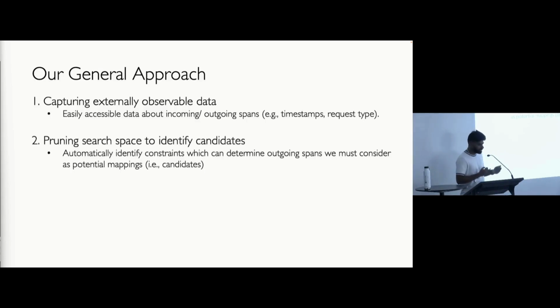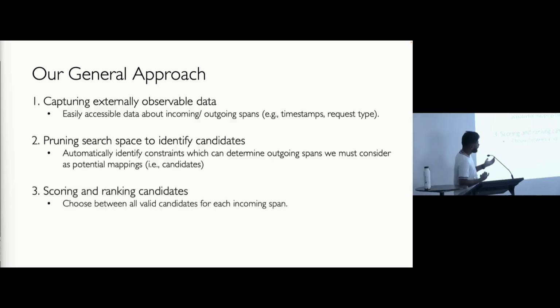Basically, our task is to automatically identify the constraints associated with an application and use those constraints to determine which outgoing spans or requests we must consider as potential mappings, which are what we call candidates. Once we do that, even after pruning a lot of these candidates, we're left with more than one candidate per incoming span. So we need a way to score and rank these candidates, right? Because you need to choose between all the valid candidates. So we have a way of doing that.